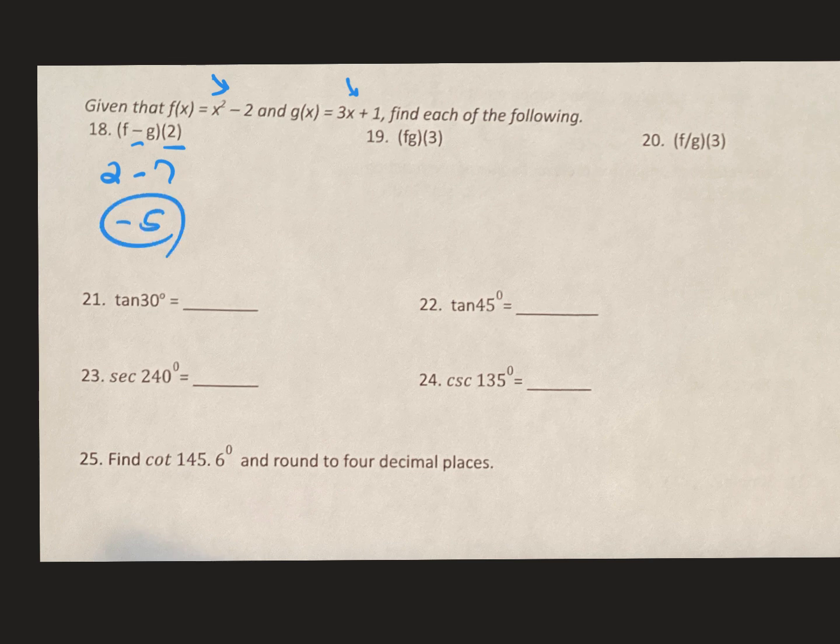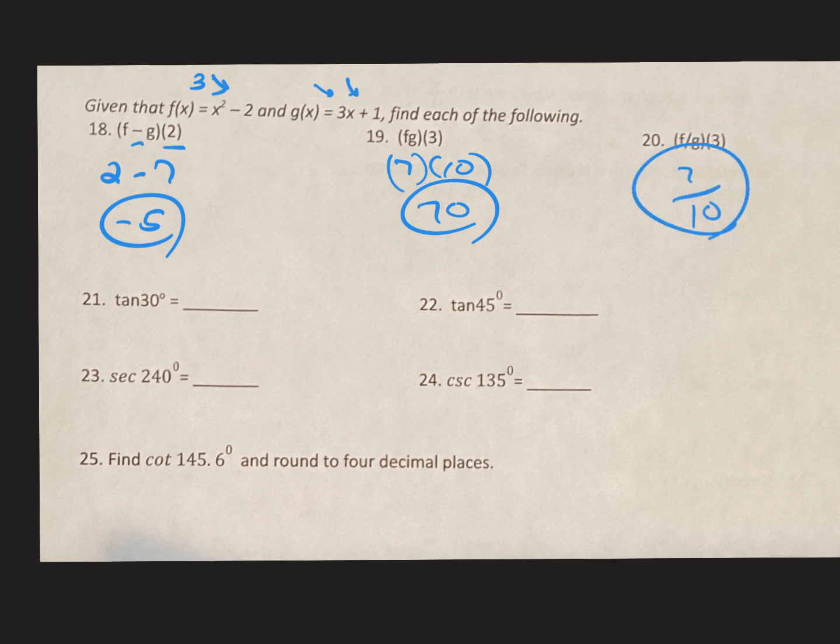19, f times g of 3, same thing. Plug 3 in. If I plug 3 in this first function, 9 minus 2 is 7. If I plug 3 into the second one, 3 times 3 is 9, plus 1 is 10. 7 times 10 is 70. 20, same deal, plug 3 in again. I've already done that once. When I plug 3 into f, I got 7. When I plug in g, I got 10. So it's just 7/10.